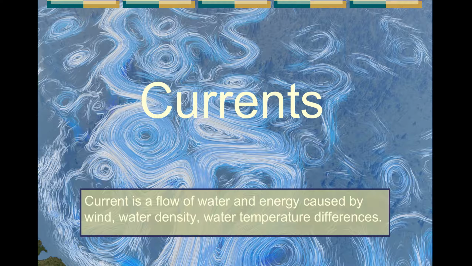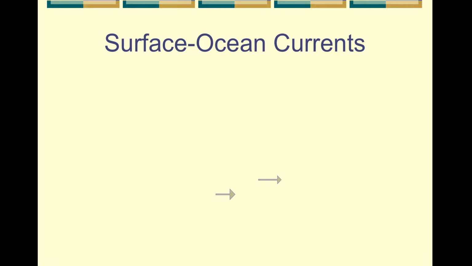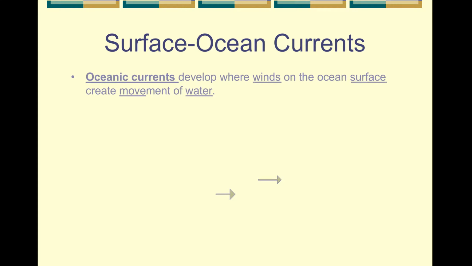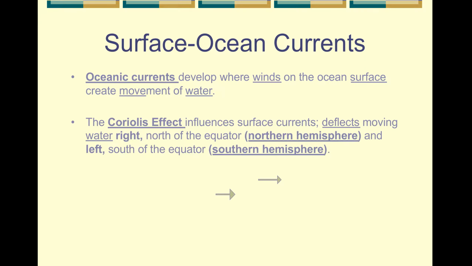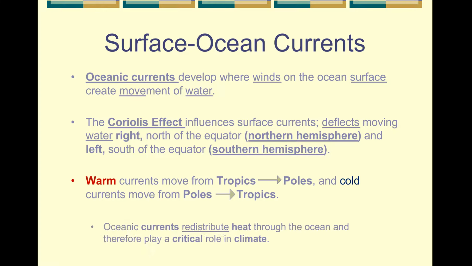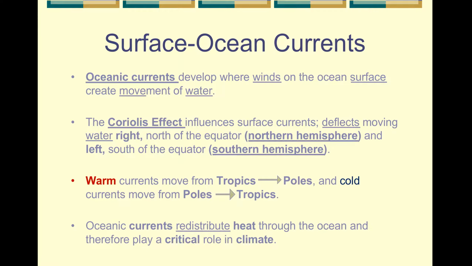Okay, now we're going to talk about currents. So basically currents, again, wind is the dominant feature, but now you've got water density and temperature, which also affect them as well. All right, so we've got surface ocean currents.